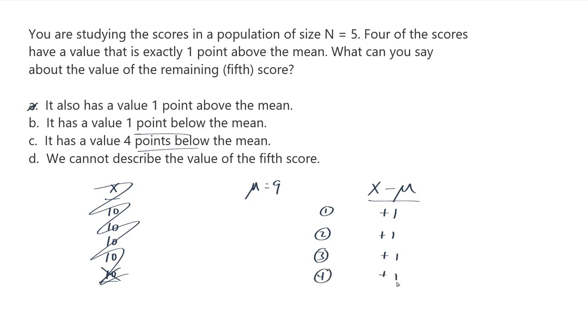The mean balances out the scores that are above and below. In fact, the total distance from scores that are above has to balance out with the total below. So it has to be a value of 4 below. It has to be 4 points below the mean in order for this to balance out. Let me again show you an example of this.